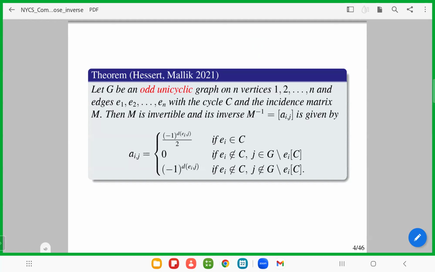If you have an odd unicyclic graph, that means the graph has exactly one cycle, and the cycle is an odd cycle, then the incidence matrix is invertible, and its inverse is given by this formula. So the ijth entry of M inverse is given by this formula. If edge e_i is in the cycle, the ijth entry is going to be (-1) to the distance between edge e_i and vertex j, divided by 2.